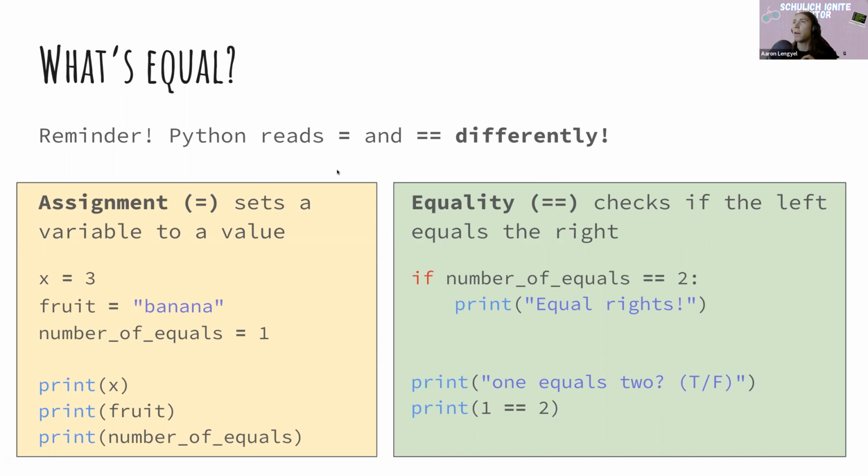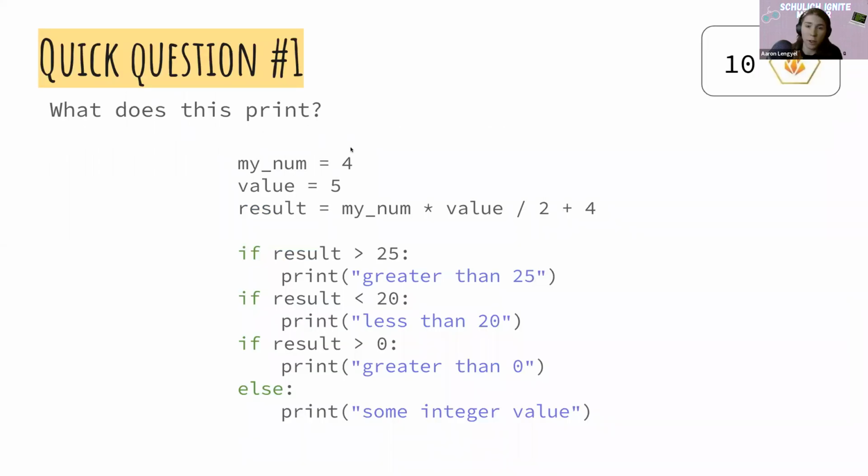So this is the first quick question, worth 10 points. If you missed the first session, we have points that you get for answering certain questions. This is the first one. What is this going to print? We have some variables, and we have a bunch of if statements. What is going to be the output of this program? I think there's a poll out right now. You can go ahead and answer that one.